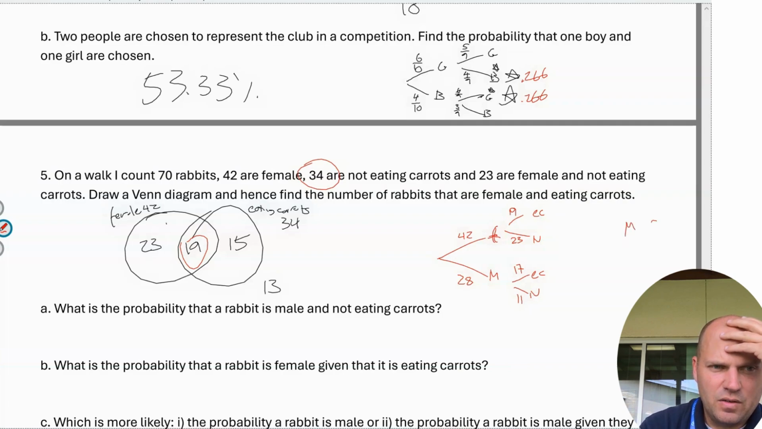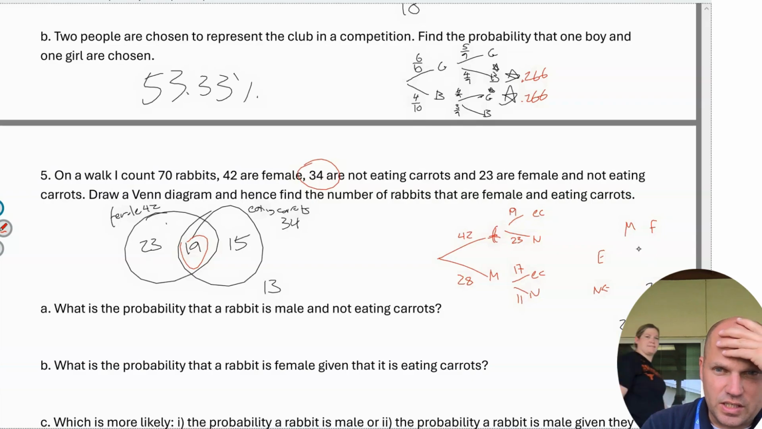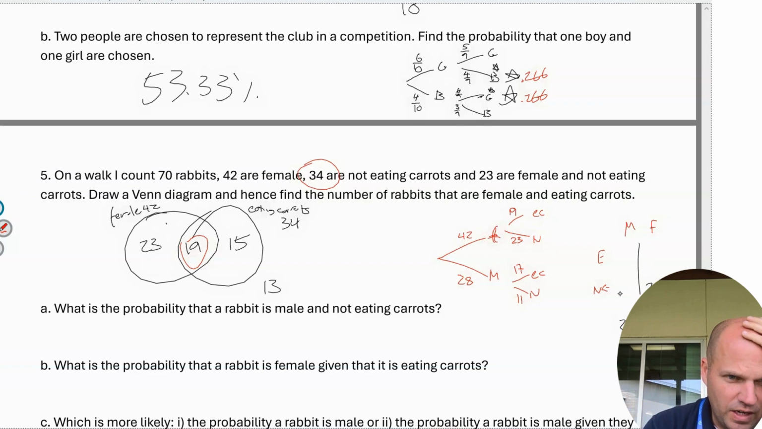So it's like male, female, eating, not eating. We have 70 total rabbits. We got 42 that are female, which means 28 are male. Cool. This is how we're working on this. Female not eating carrots are 23. This is like the easiest. The Venn diagram, this is easier. Figuring it out using the two-way table.